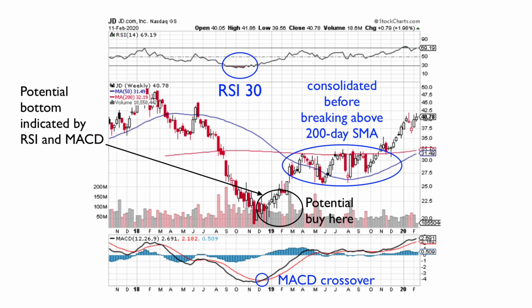First, the Relative Strength Index, or RSI, hit below 30, so the stock was oversold, and it eventually rose above the 30 mark. Second, the Moving Average Convergence Divergence, or MACD, had the black line crossing above the red line, which indicated a change in direction of the stock. The bottom was finally confirmed when JD's stock climbed above the 50-day simple moving average, and it consolidated to eventually break above the long-term SMA.